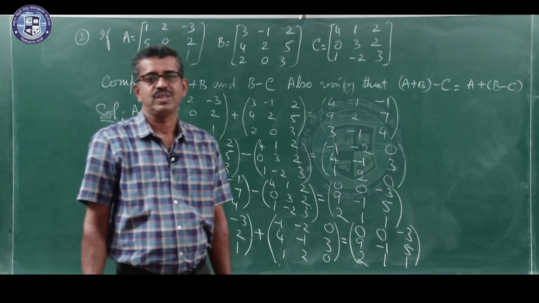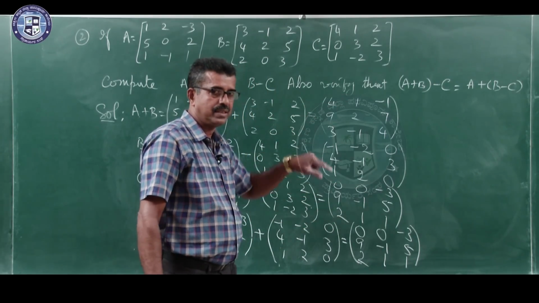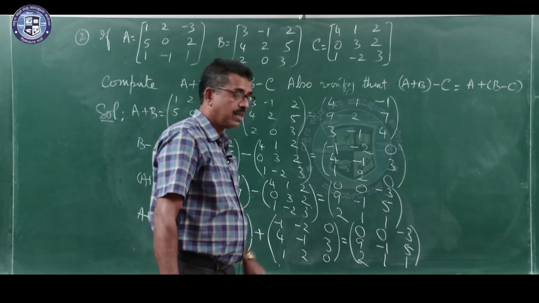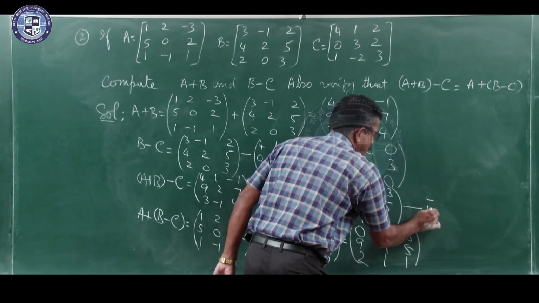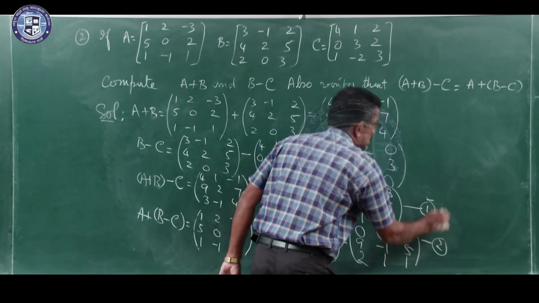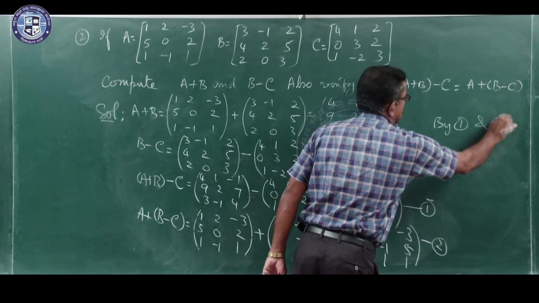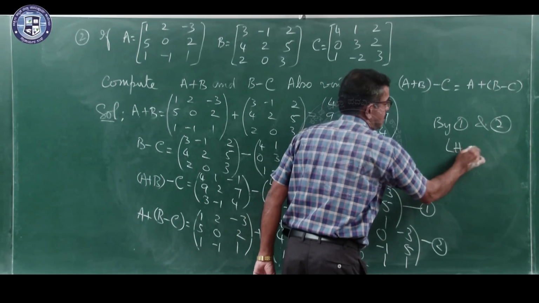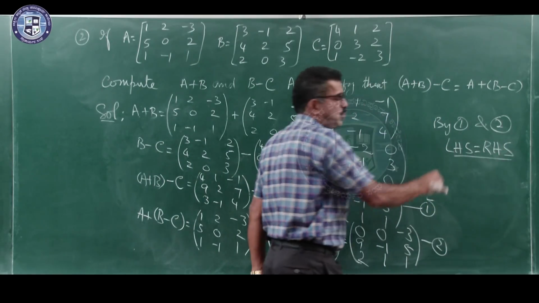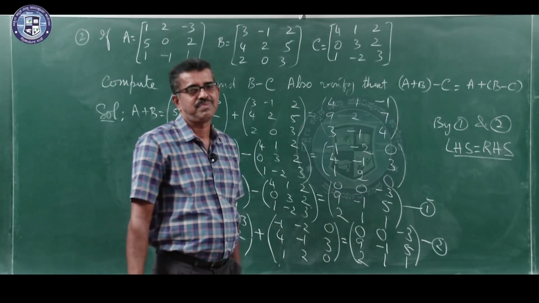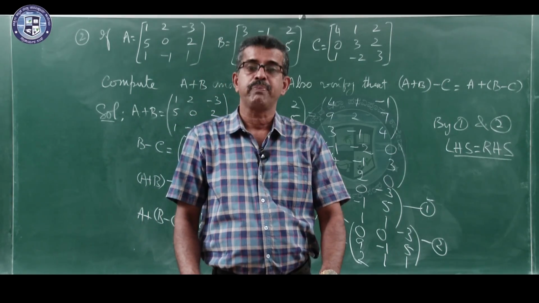So what's your conclusion, dear students? Look at this one. This is left hand side here, and this one is the right hand side. Therefore, can you confidently write? You can take this equation as equation 1, this as equation 2. You may write here by 1 and 2. Observe that LHS is equal to RHS. Left hand side is equal to right hand side. So with this, today's session will wind up.